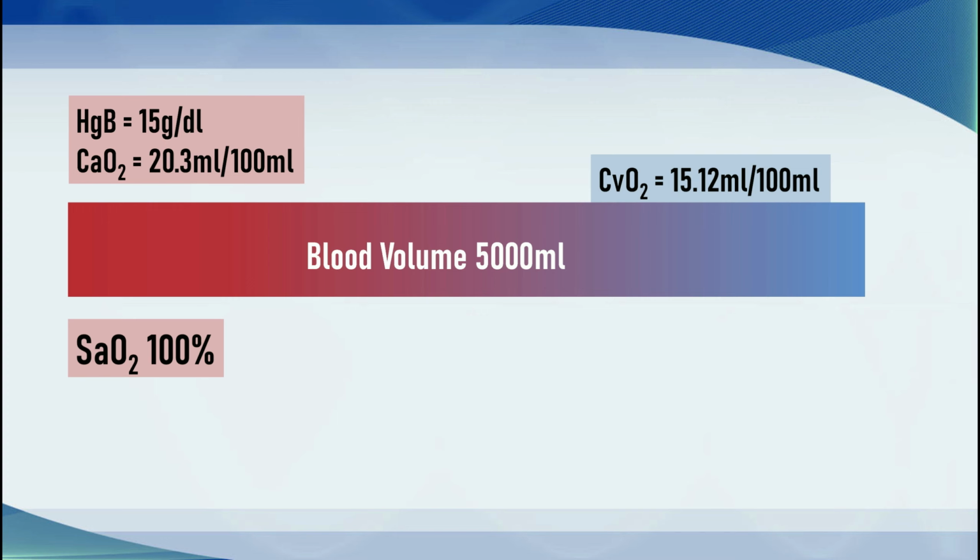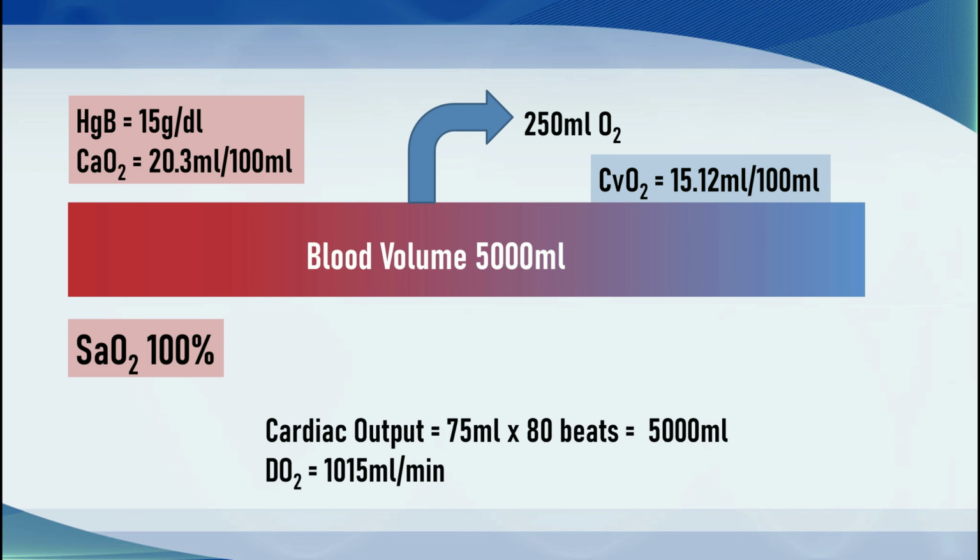This is our patient who has a hemoglobin of 15 grams per deciliter with an oxygen content of 20.3 mils per 100 mils, a saturation of 100%, a blood volume of 5 liters with a venous oxygen content of 15.1 mils per 100 mils, and 250 mils are extracted per minute. The cardiac output is 5 litres, 75 mils stroke volume, 80 beats per minute, giving oxygen delivery of just over 1 litre, 1015 mils per minute. The mixed venous oxygen saturation is 75%.